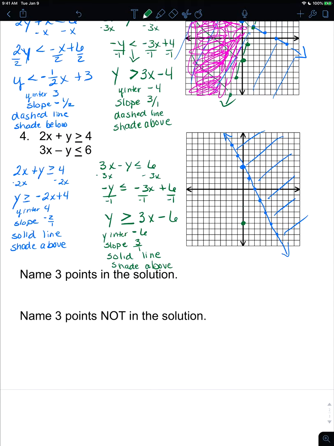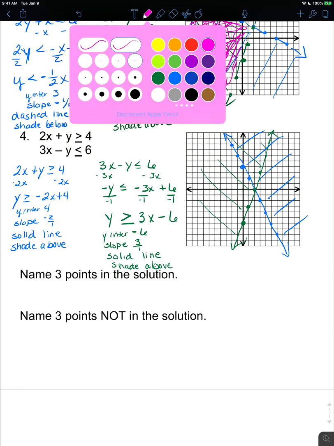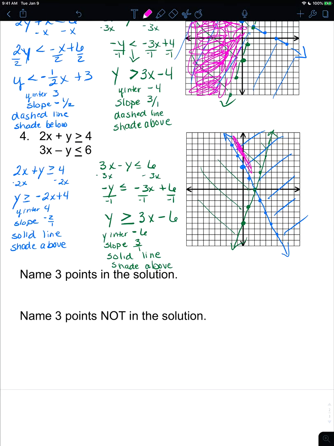Negative 6, 3 over 1. Solid line. And we're shading above the line, which is this area. And so the solution set is only this little area here.